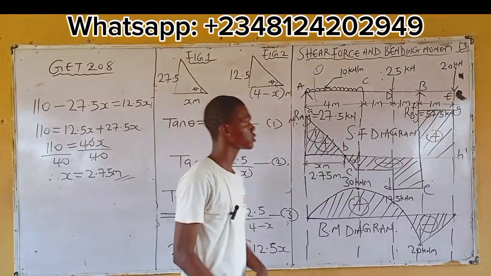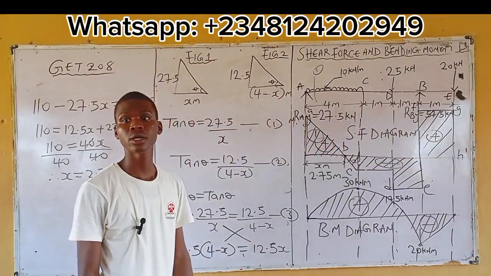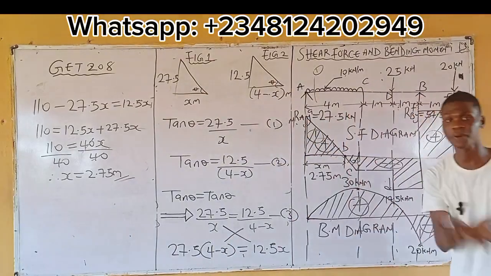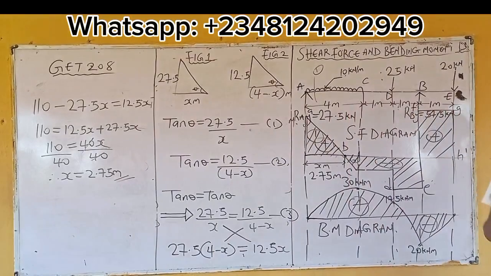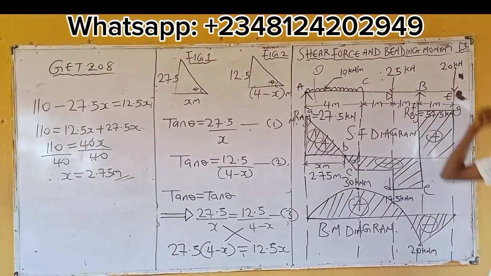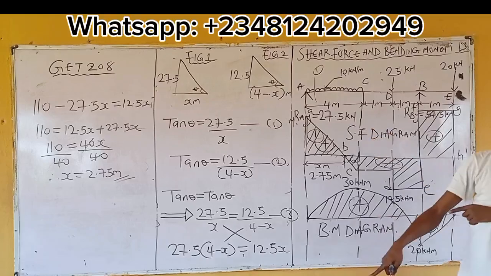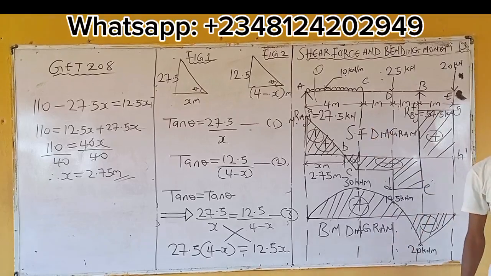Are you with me? Can you see that when we calculated this value of x, which is the location where maximum bending moment is going to occur, we got the value lesser than 4, meaning we are correct. Meaning what? We are correct. If it is greater, you discard it.